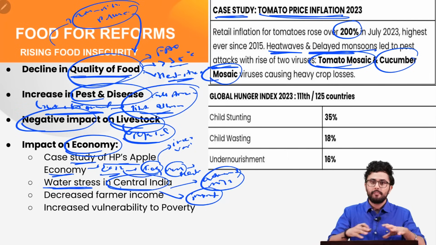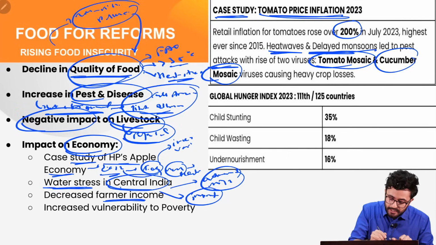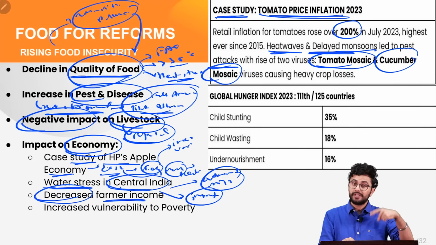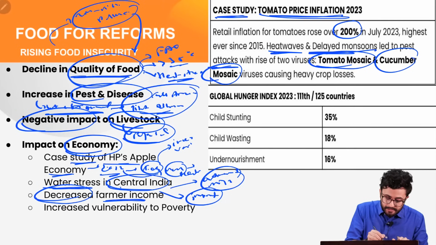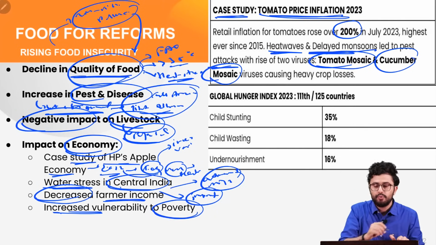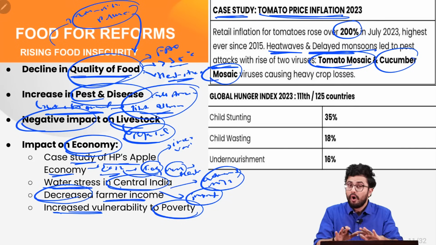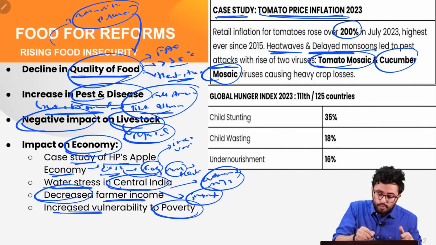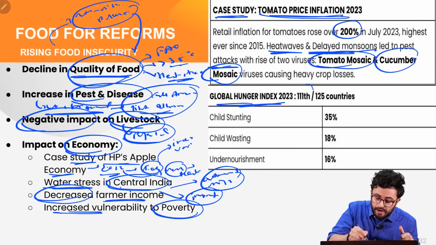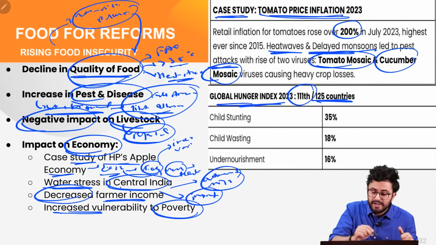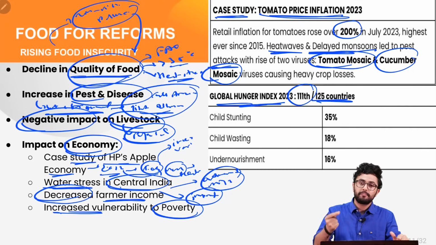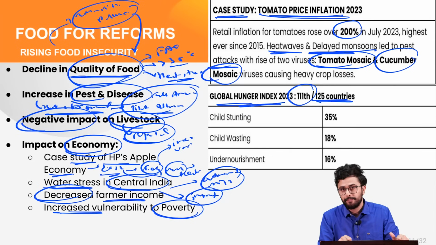Then obviously, because of all this, the farmers' income has declined, which ultimately hampers our aim to double the farmers' income. And then these people are now more vulnerable to the issue of poverty, which can also be reflected from the Global Hunger Index of 2023, where India ranked 111th out of 125 countries, much below our neighboring countries such as Bangladesh, Nepal and Sri Lanka.